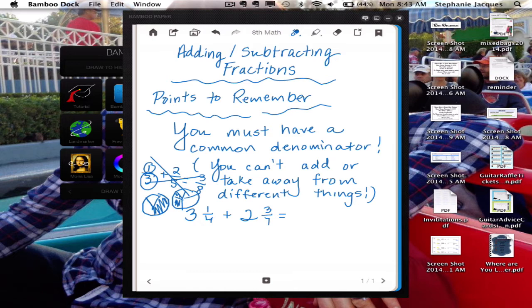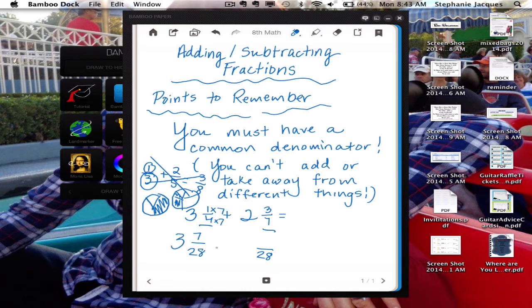So I have 3 1/4, which means 3 wholes and then 1/4 of a whole, plus 2 wholes and 3/7 of a whole. So I'm just going to look at my fractions right now. And I want a common denominator, so a number that both of these go into. So I know that 4 goes into 28 and 7 goes into 28. 4 times 7 is 28, so I'll do 1 times 7 on the top.